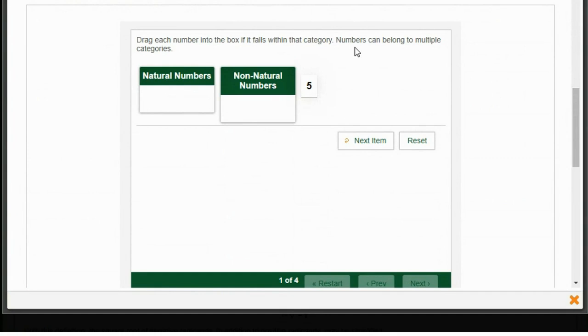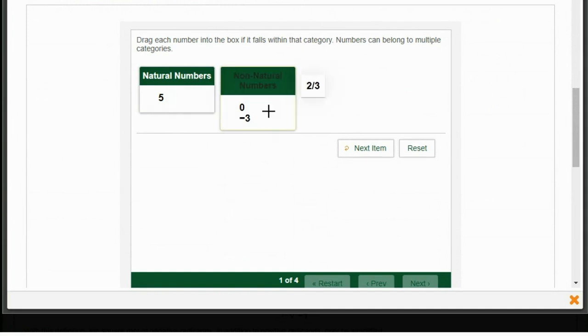Okay, so 5. Is 5 a natural number or a non-natural number? Well, if we could count sheep, remember natural numbers come from counting things. 5 is something we can count. 0 is not a number we can count. It's not natural. -3. We don't have -3 sheep. Hopefully we don't have 2/3 of a sheep. That's not a natural number.